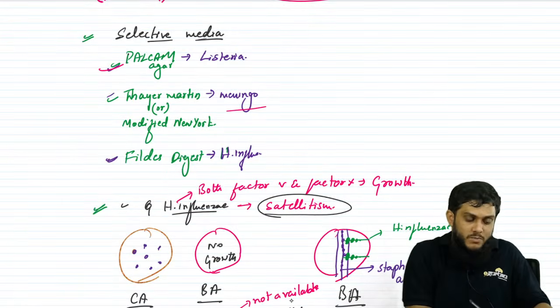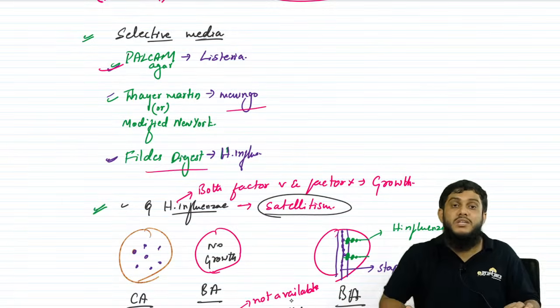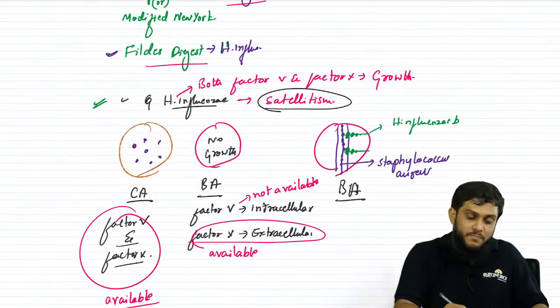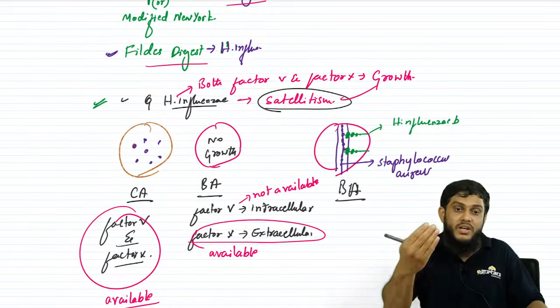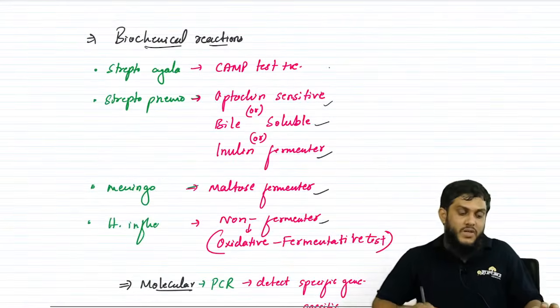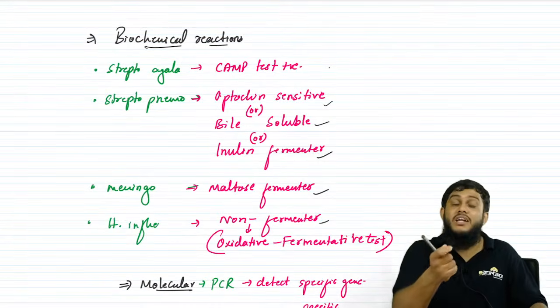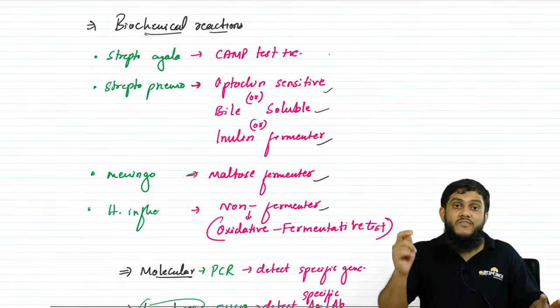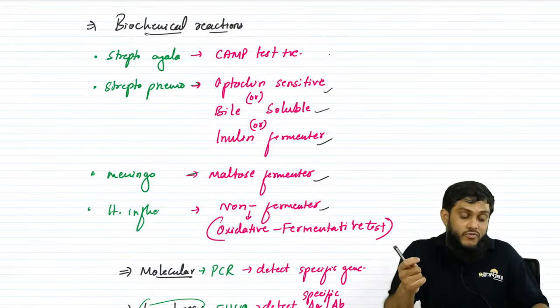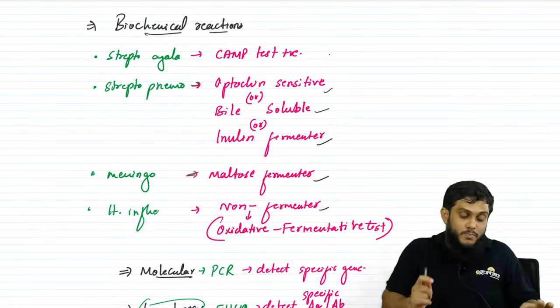And if they say the organism is growing on Fildes digest agar, 100% your answer is Haemophilus influenzae. And if they mention the organism shows satellitism, then 100% it is Haemophilus influenzae. Then if they say CAMP test positive, again 100% it is Streptococcus agalactiae. If they say optochin sensitive, bile soluble, inulin fermenter, in the question 100% it is Streptococcus pneumoniae.